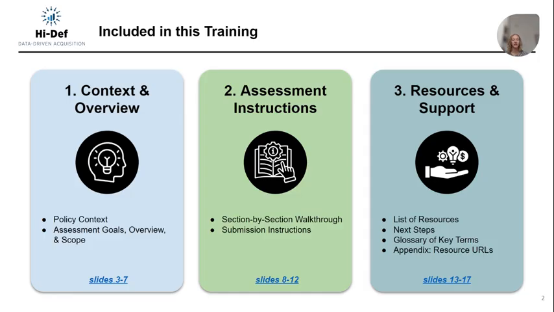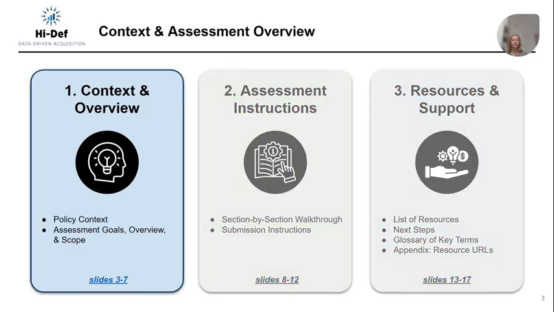So this training is going to cover three main sections. First is the context and overview section, which includes a policy overview of where the assessment comes from, assessment goals, and scope. Second, we're going to dive into the assessment instructions with the section-by-section walkthrough and details for how to navigate OMB Max and submit. Finally, we'll review the resources and support section, which includes an overview of everything available to agencies, key terms, helpful resource URLs, and next steps. So let's get started. First, some context and an assessment overview.